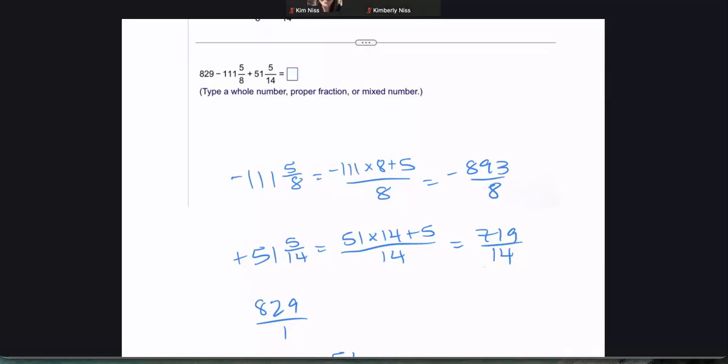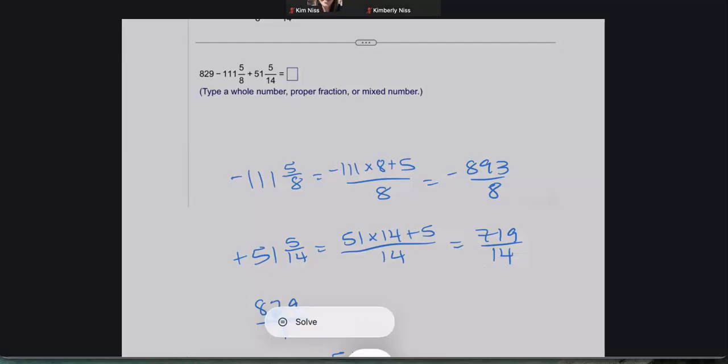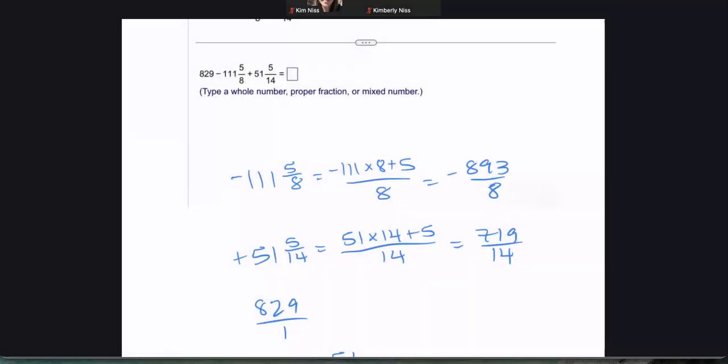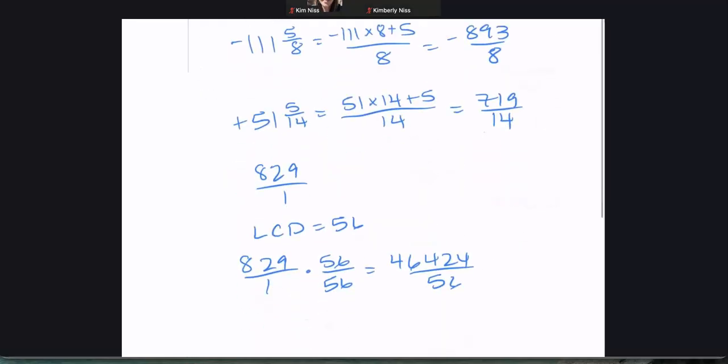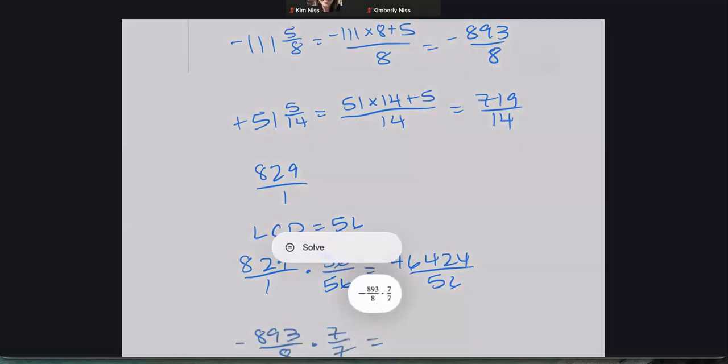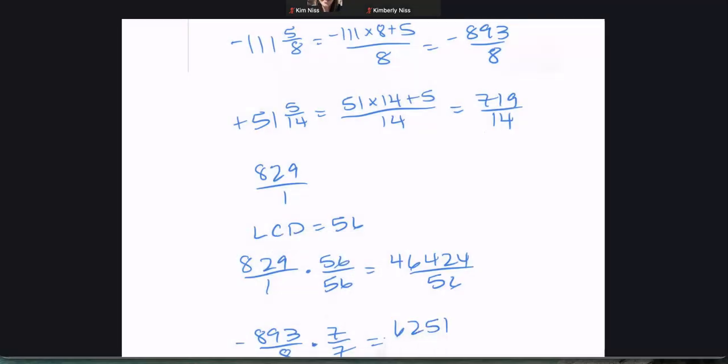829 over 1 times 56 over 56. And 829 times 56 is 46,424 over 56. So now we have to do negative 893 over 8. Well, 8 times 7 is 56, so we're just going to multiply by 7 over 7. So 893 times 7 is 6,251. Don't forget the negative, over 56.